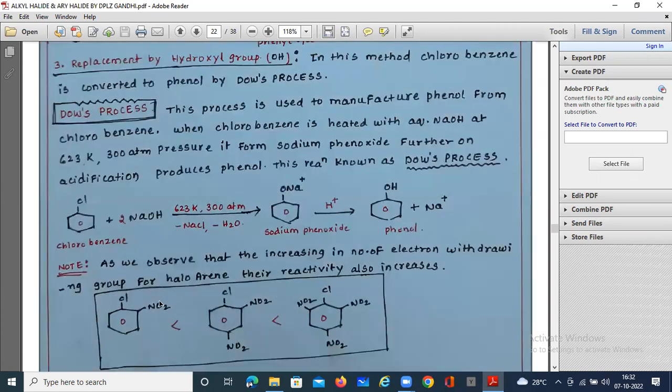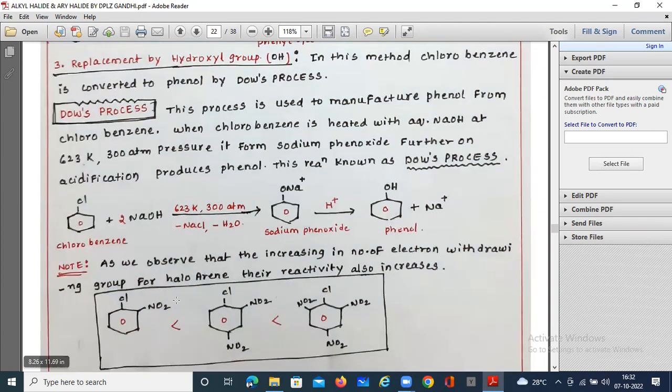Here, tell me, how many electron withdrawing groups are there? In the first one, only one. In the second one, two minus I groups are there. In the third one, three minus I groups are there, meaning electron withdrawing groups. So the increasing number of these minus I groups.